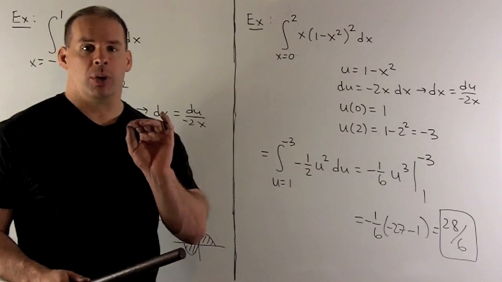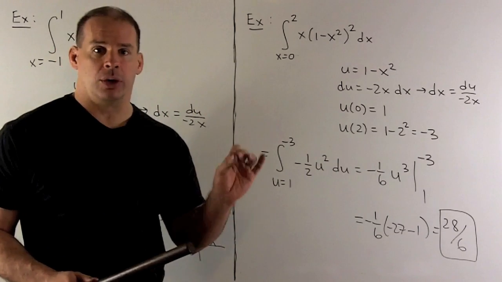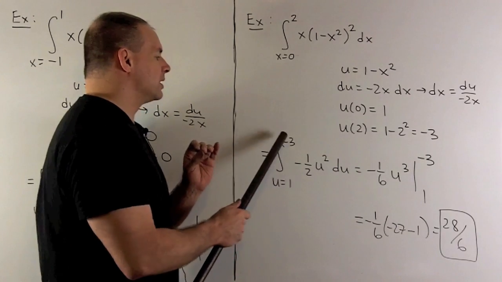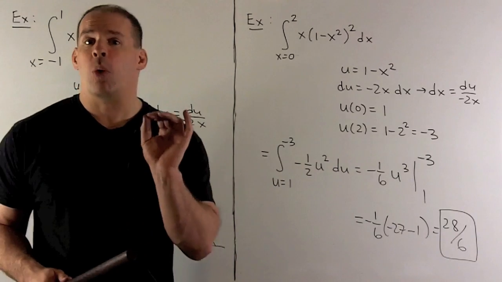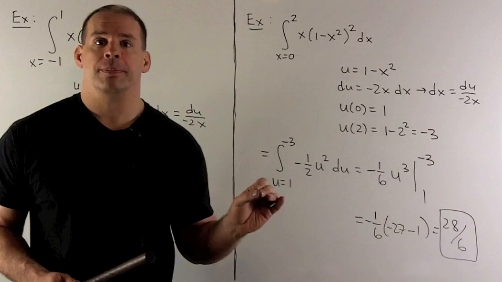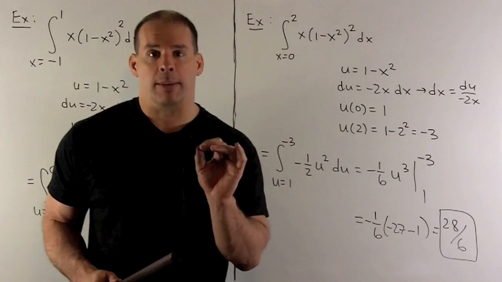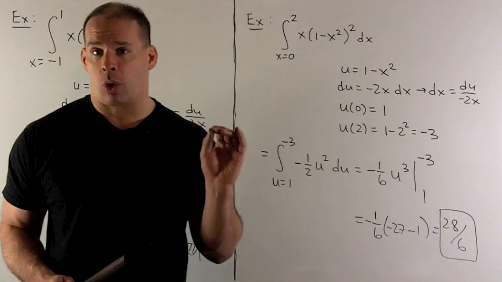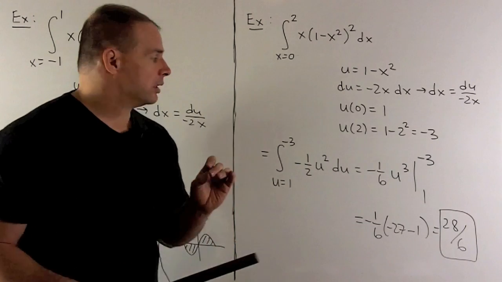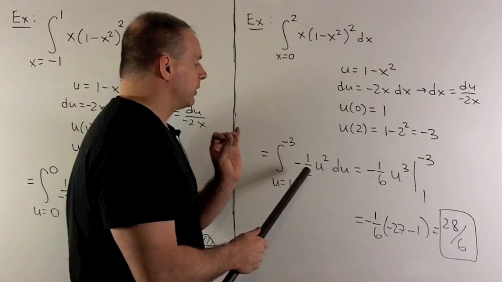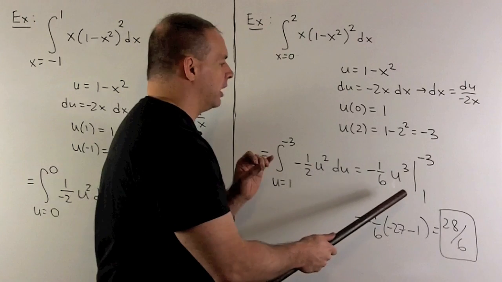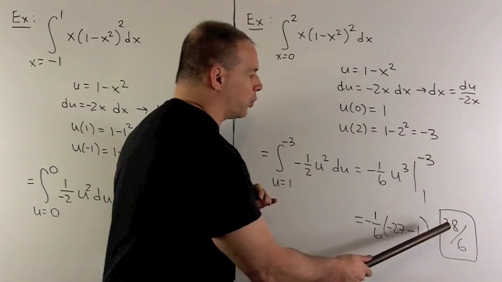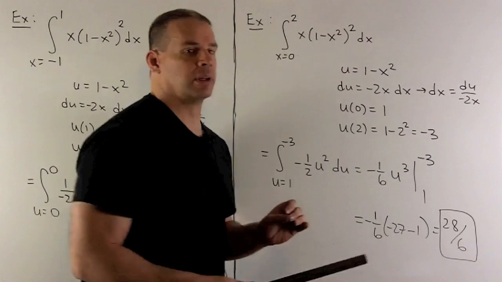Now, when we put everything over with the change of variables into u, you'll note our limits go from 1 to minus 3, but 1 is a bigger number than minus 3. So this is no problem. You just use your first fundamental theorem of calculus like you normally would. So take your antiderivative, put in your 1 and your minus 3, take the difference, and you get your answer of 28 over 6.